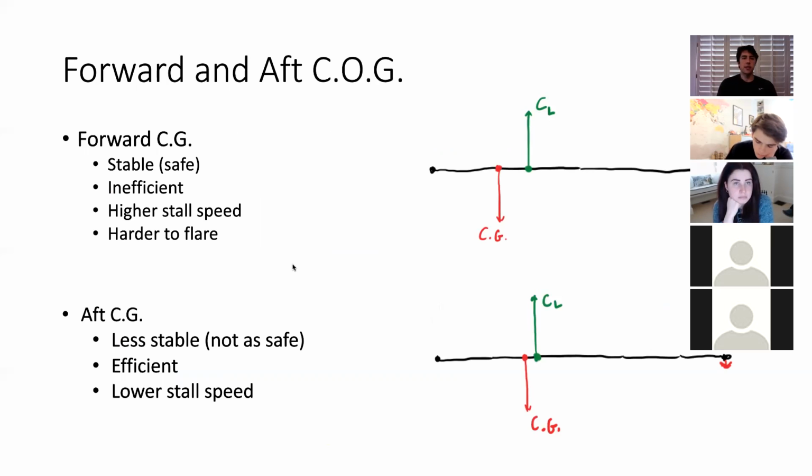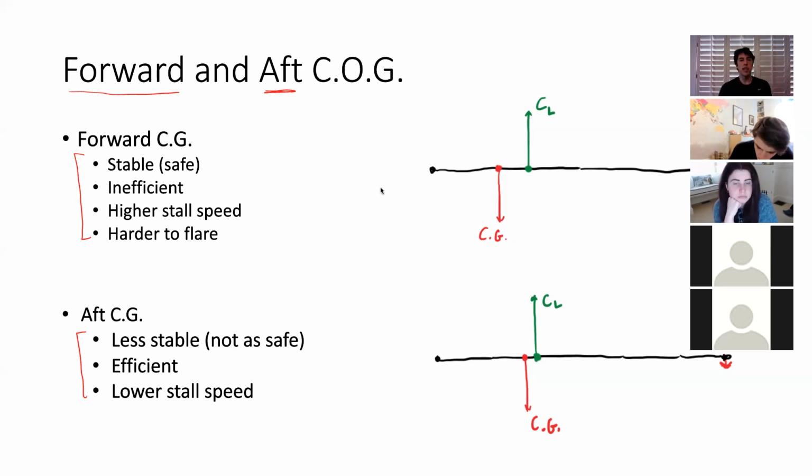So really where this matters is if we have an extreme forward or aft center of gravity. And this is the question you're always asked on your check ride: what are the characteristics of a forward center of gravity or aft center of gravity? There are a few things you can list off, but we'll try and understand why these things occur.